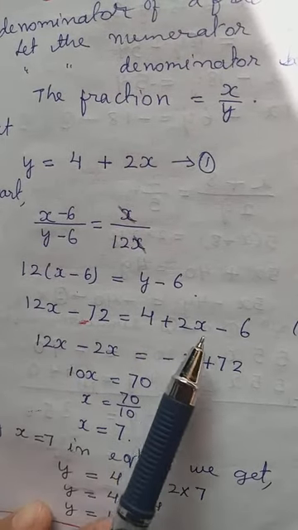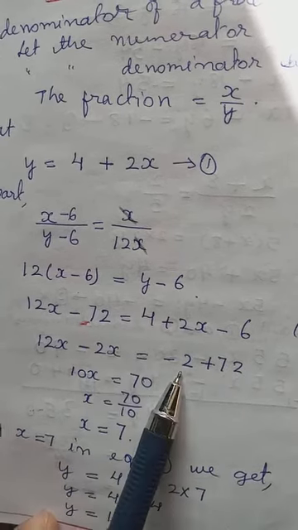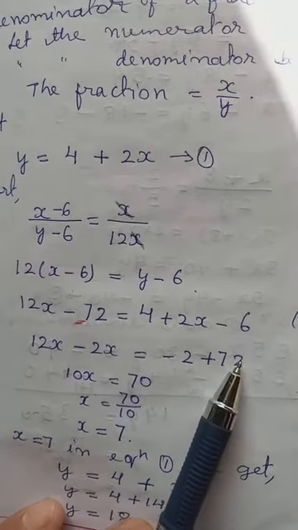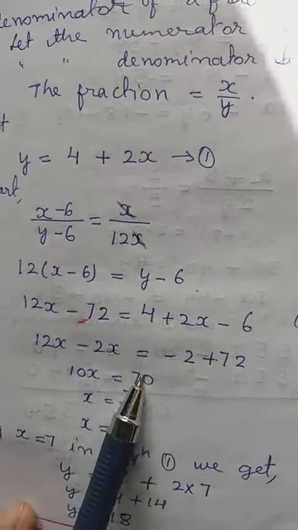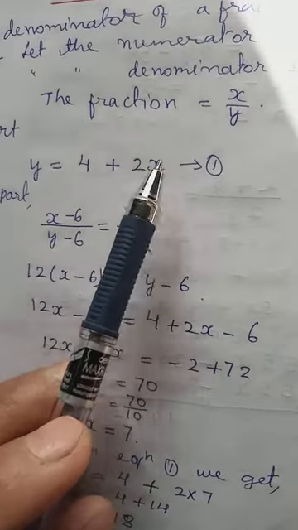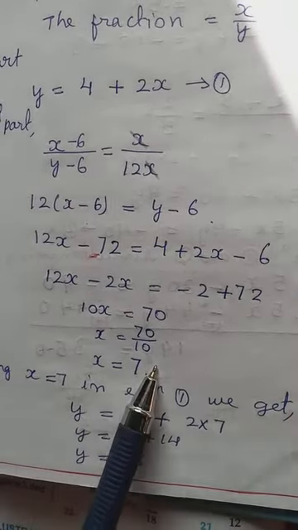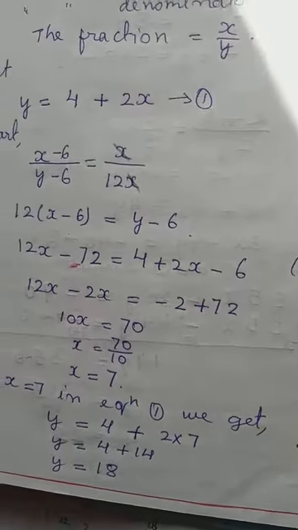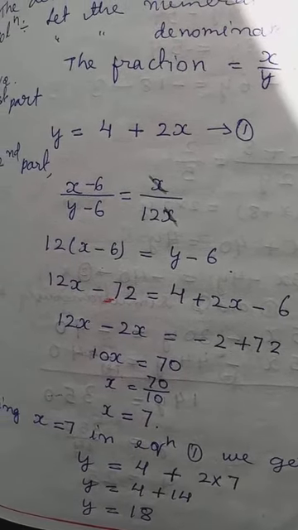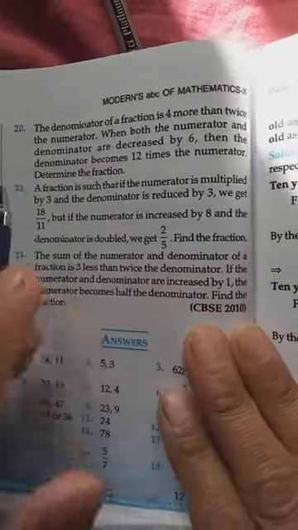So x and x we bring together, this plus brought this side becomes minus. Then 6 minus 4 equals minus 2, minus we bring this side becomes plus. So 12 minus 2, 10x, 72 minus 2, we get 70. So x equals 7. Then we replace it here. 2 into 7, 14. 14 plus 4, we get 18. So that means the numerator is 7, denominator is 18. So the fraction becomes 7 by 18.